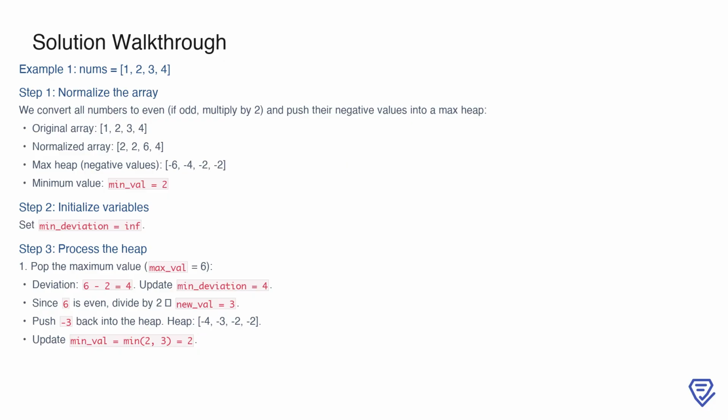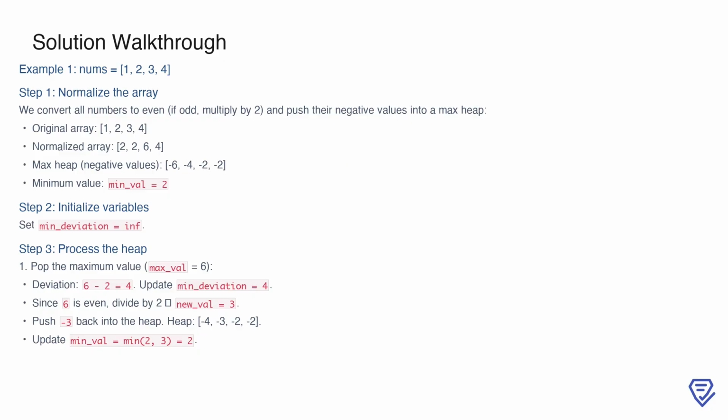With the initial setup complete, we initialize our min_deviation to infinity, representing the worst-case scenario. Now, we systematically process the heap by repeatedly popping the largest value, calculating the deviation, and updating the heap. The first value we pop is 6. The deviation between 6 and the smallest value, 2, is 4, so we update min_deviation to 4. Since 6 is even, we divide it by 2 to get 3, push its negative back into the heap, and update the smallest value to 2 if necessary.